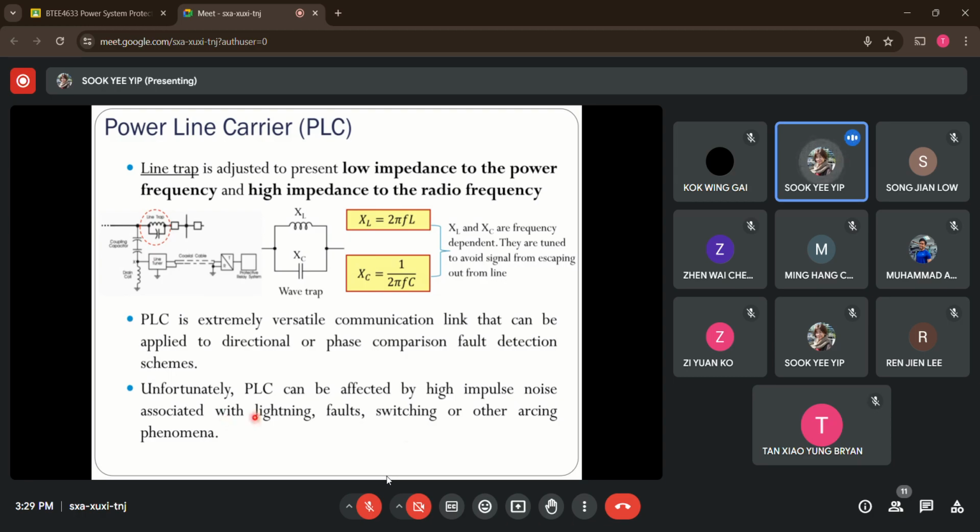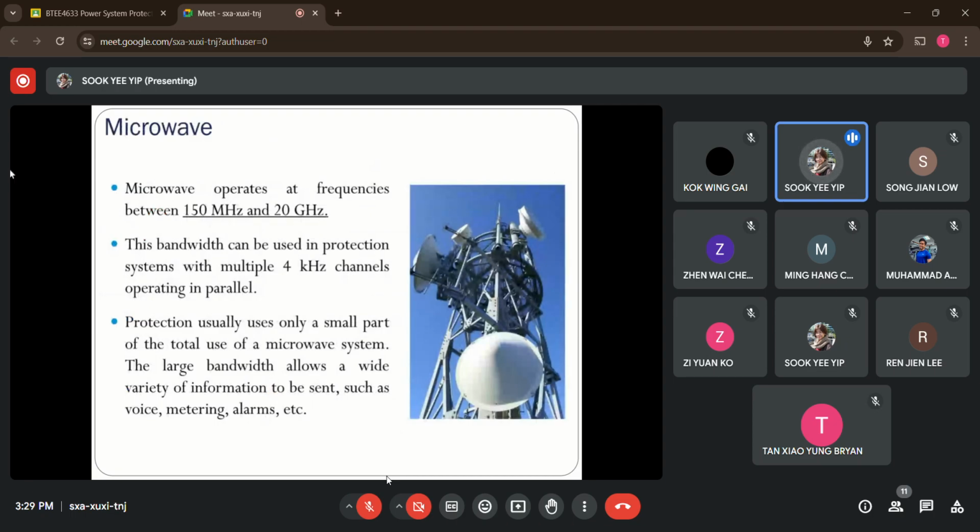So that is the problem faced by the power line carrier. That's why it's slowly being replaced by microwave systems or fiber optics links. Okay, so now the next communication channel we will use is the microwave system, whereby the signal can be transmitted using less power, but with much higher frequency, which you can select from the range of 150 megahertz up to 20 gigahertz.